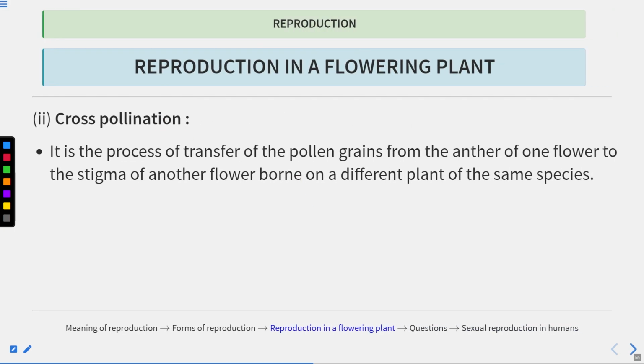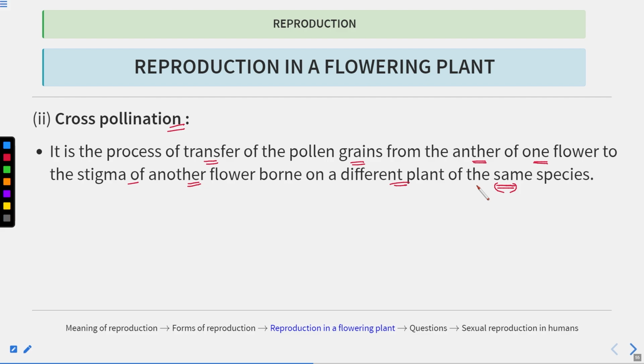Now another one is cross-pollination. So pollination is of two types, self-pollination and cross-pollination. Now we will talk about cross-pollination. It is the process of transfer of pollen grains from the anther of one flower to the stigma of another flower born on a different plant of the same species. Clear? So this is known as cross-pollination.